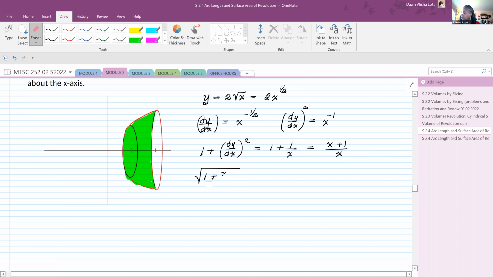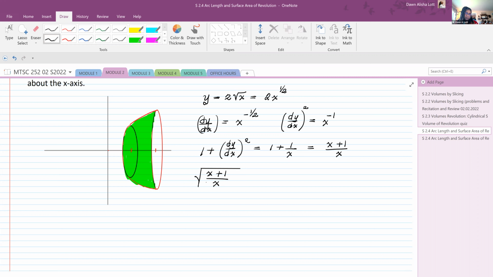The only thing inside this square root is x plus 1 over x. So far, all I did was the basic steps. No integration, nothing difficult. I took y, I found its derivative, I squared it, I added 1 to it and simplified it. Okay, just like back here.